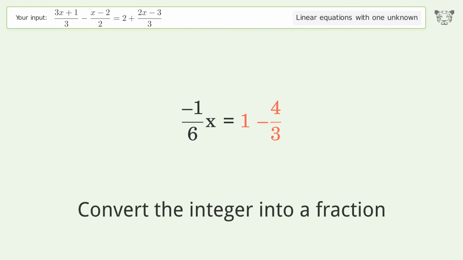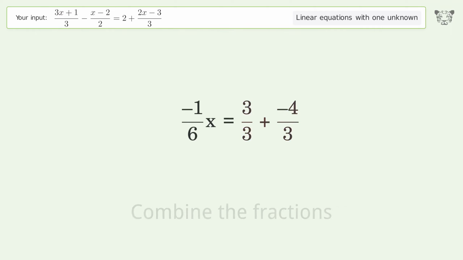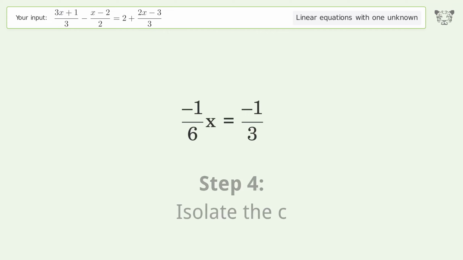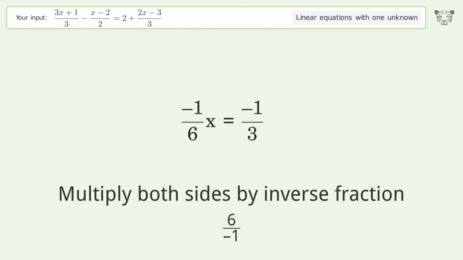Convert the integer into a fraction. Combine the fractions. Combine the numerators. Isolate the C. Multiply both sides by inverse fraction 6 over -1.